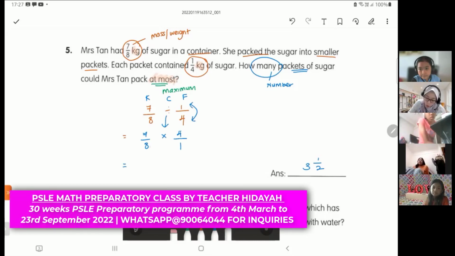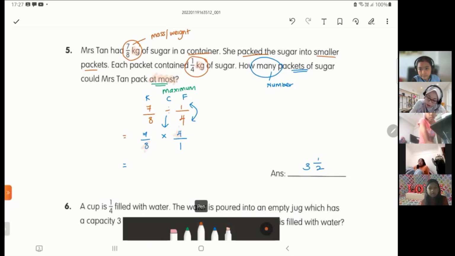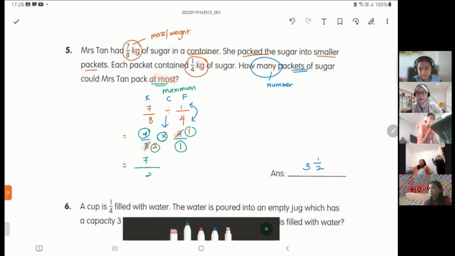What do you do? You look crosswise. Okay, so 8 and 4 can be reduced. 4 divided by 4 is 1. 8 divided by 4 is 2. I then look row-wise. 7 times 1, 7 over 2 times 1, 2. Do I leave it like this answer? No. Change it to a mixed number. You know how I do this, right? 7 divided by 2. So my answer is 3.5.